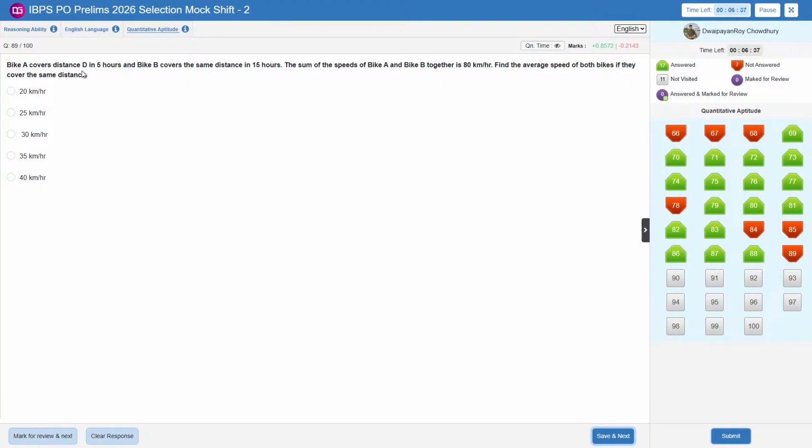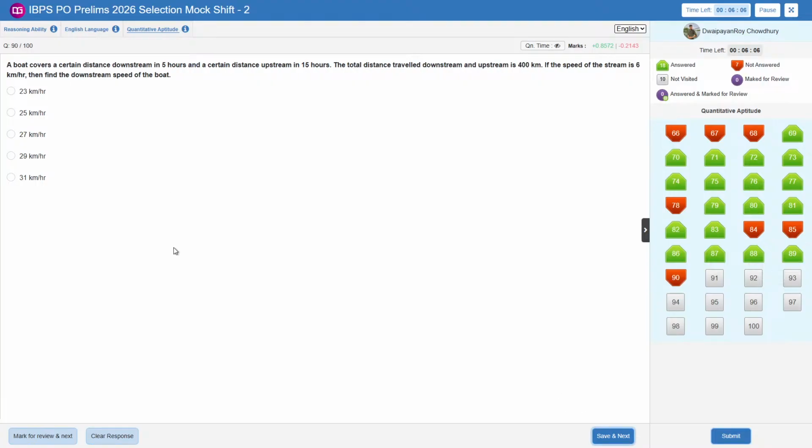Bike A covers a distance D in 5 hours. B covers the same distance in 15 hours. So time ratio of A and B is 1 to 3. So speed ratio is going to be 3 to 1. The speed of bike A and B together. So 4 is equal to 80. Average speed if they cover the same distance. So average speed is going to be, so 60 and 20. So 2 into 60 into 20 upon 80 by 4, 15. So 30 kilometer.